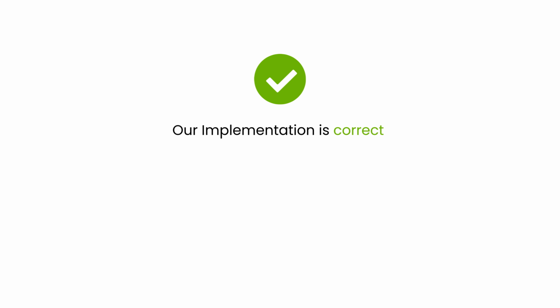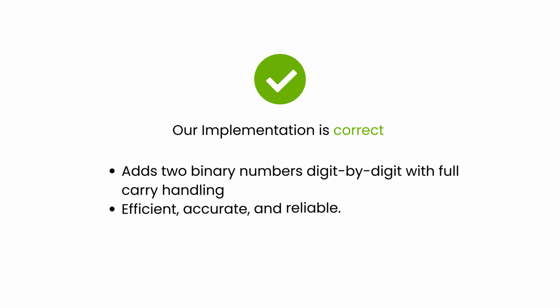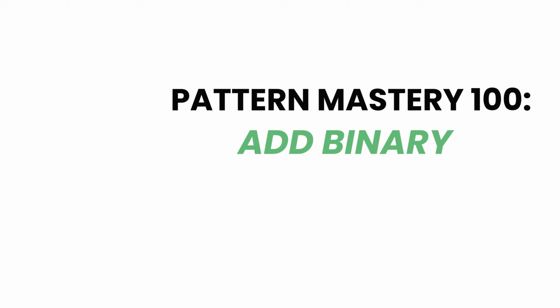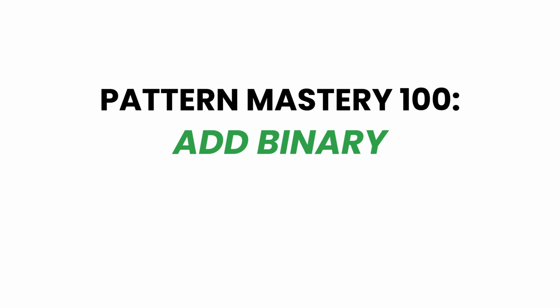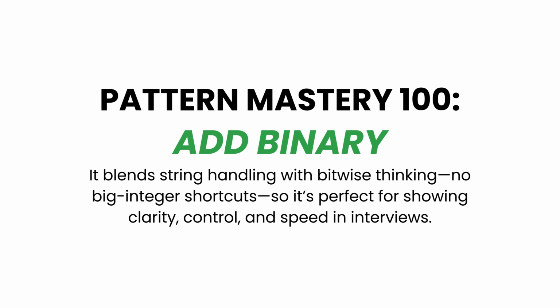Wrap up. So, our implementation is correct. The algorithm successfully adds two binary numbers digit by digit with full carry handling, efficient, accurate, and reliable. Add binary. Let's do a recap. If you can explain carries under pressure, add binary becomes a flex. It blends string handling with bitwise thinking, no big integer shortcuts, so it's perfect for showing clarity, control, and speed in interviews.